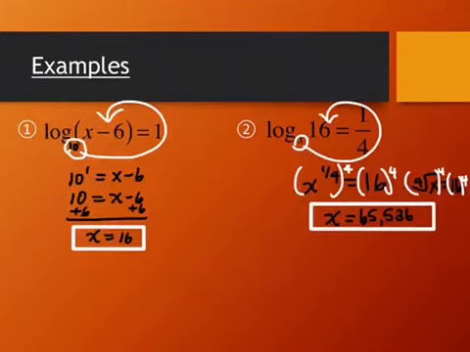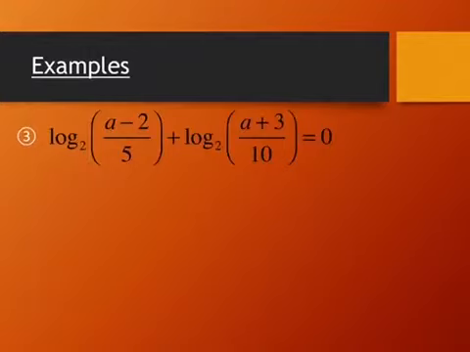All right, the next one looks considerably more difficult, and it is. There's a lot more going on with this particular problem. The first thing you should notice is that there are two log expressions, log base 2 of a minus 2 over 5 and log base 2 of a plus 3 over 10. You might also notice that there's a 0 on the other side of the equation, also unique. Haven't seen that one yet. And the insides of our logs are actually fractions as well, which makes it a little bit messy.